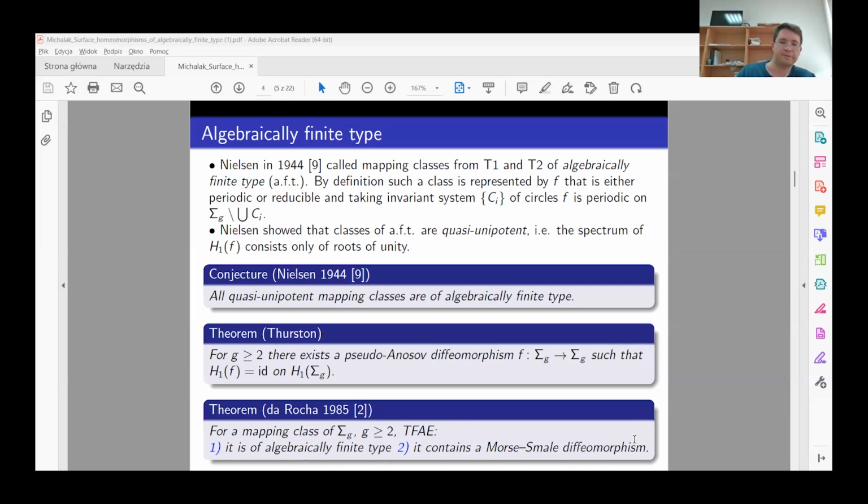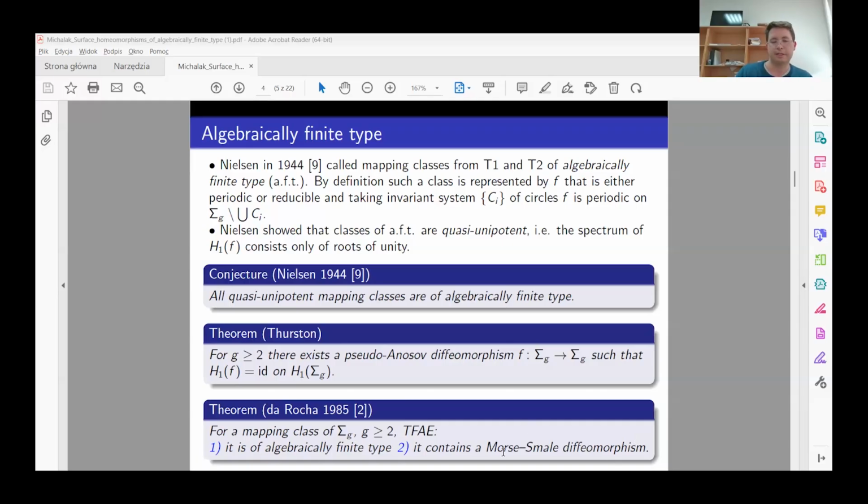Morse-Smale diffeomorphisms are very nice classical examples of dynamical systems, very simple. From the perspective of periodic point theory and dynamics, this dynamics is quite poor, in contrast to pseudo-Anosov maps, whose dynamics is very rich. We have infinitely many periodic points, dense orbits, and so on.